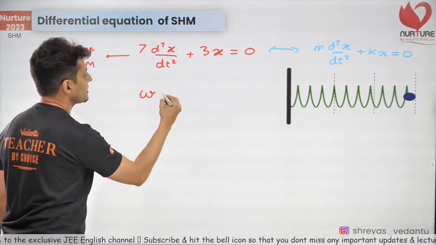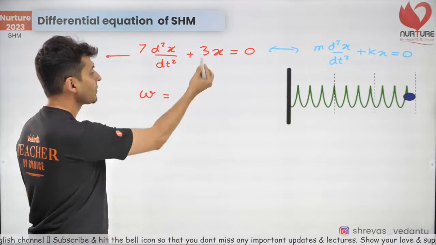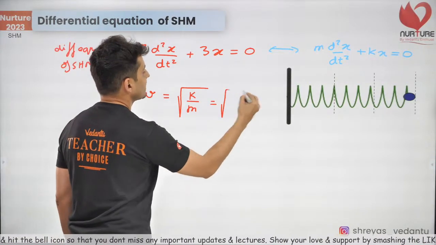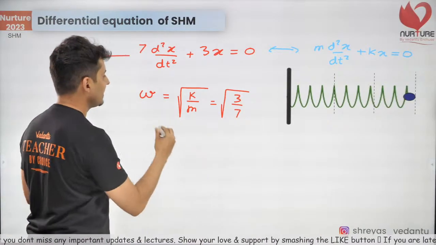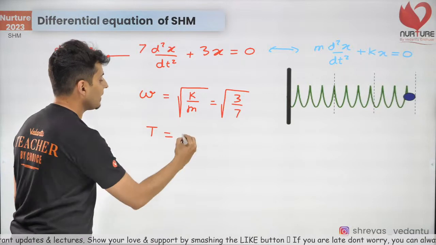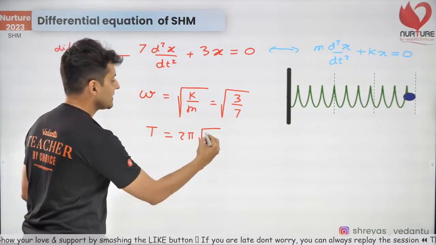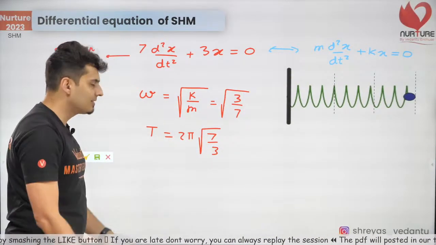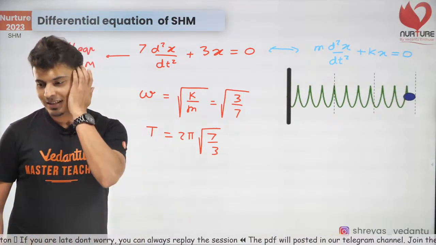So if somebody asks you what is omega, what is the angular frequency of this oscillation, what will you do? Root of k by m. So what is k over here? K is 3. What is m? That is 7. So that is omega. If somebody asks you what is the time period, you will be like 2π under root m by k. What is m? 7. Compare. M is 7. What is k? K is 3. That's the time period. That's it. That's all.